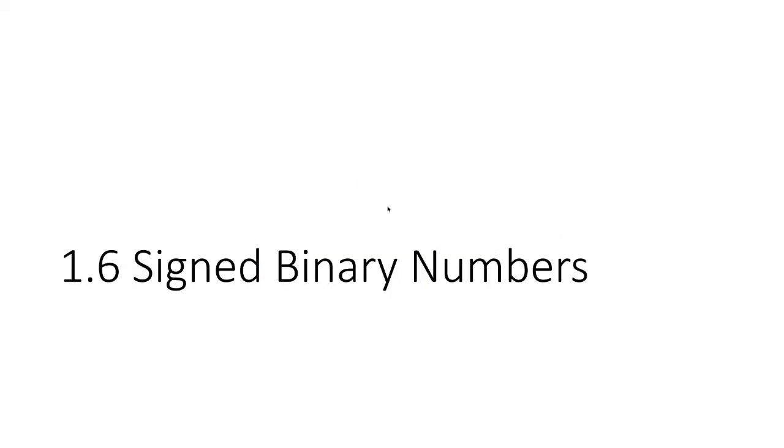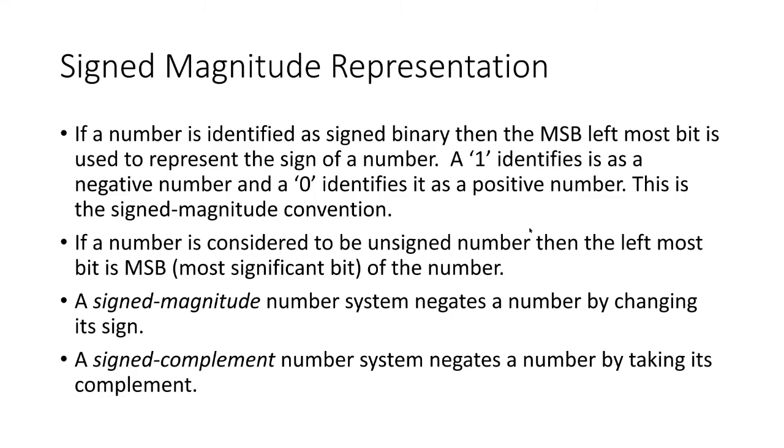Okay, looking at signed binary numbers. If a number has a so-called signed magnitude representation, we have to think about the most significant bit and what that represents. Now, if you've done programming before, I hope you have, when you're using a programming language, and a good example is C++, you can actually define a number as a signed or unsigned integer value.